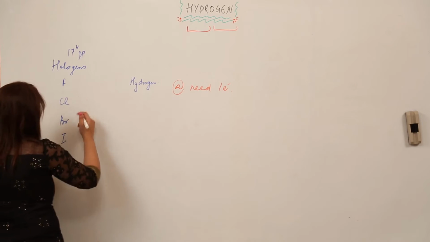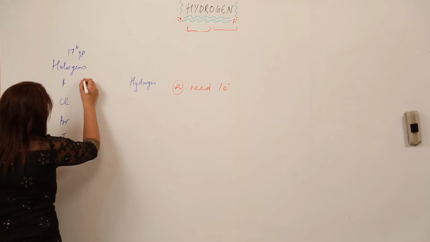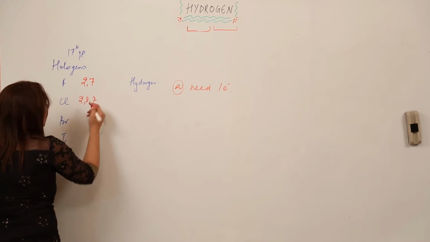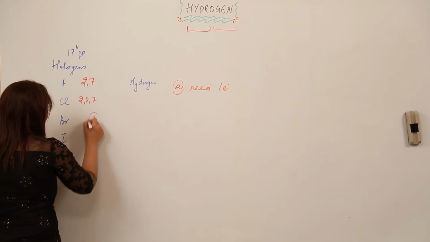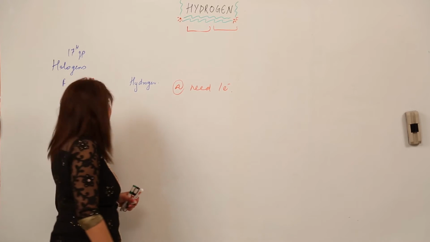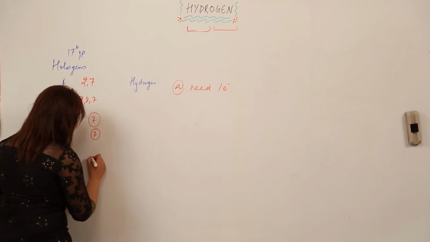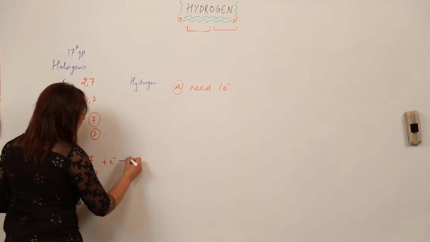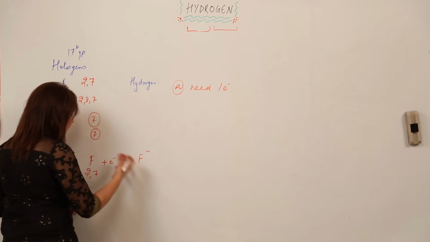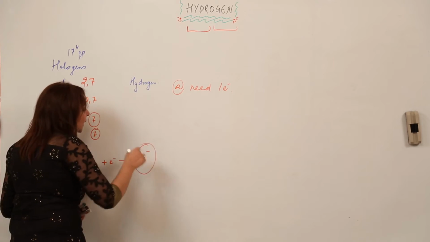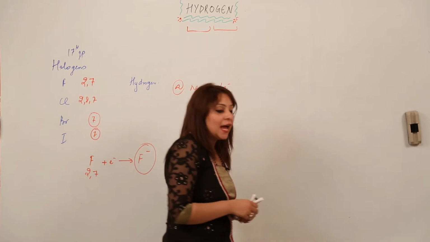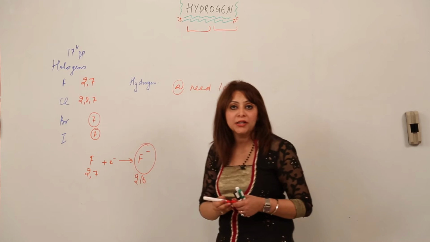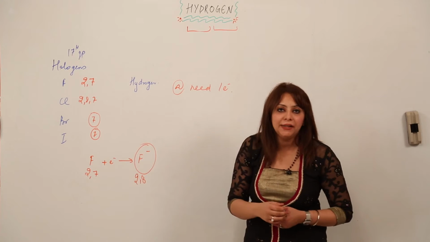First of all, I'm writing the configuration for it. That is 2, 7, right? All these elements have 7 valence electrons. So it has 2, 7, which means it needs one electron to complete its octet. After gaining one electron, it forms the electronegative ion, and the electronegative ion has the electronic configuration 2, 8. That means the octet is complete and it becomes a stable ion, right?